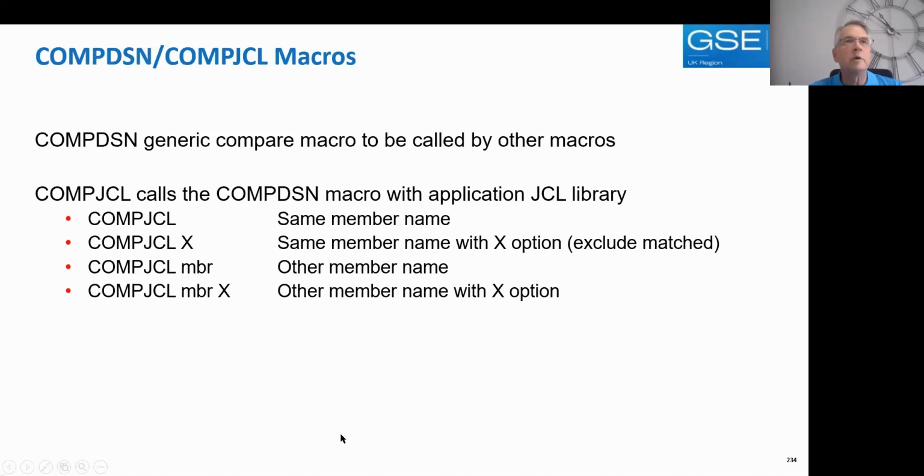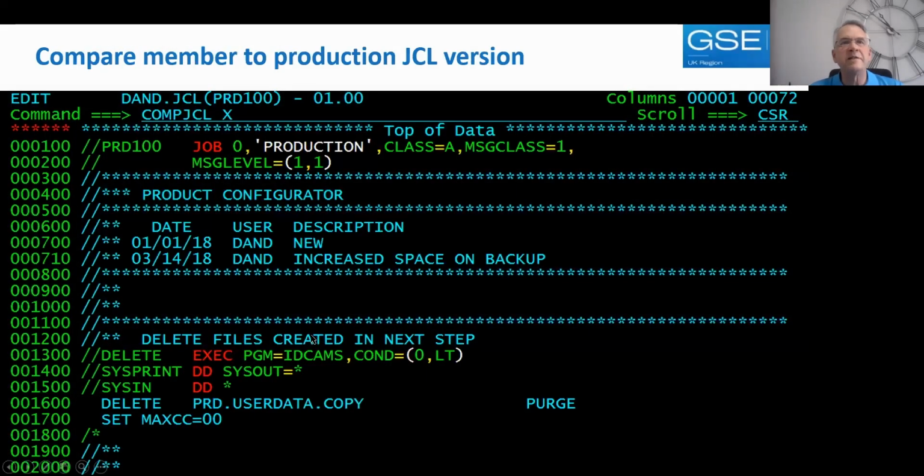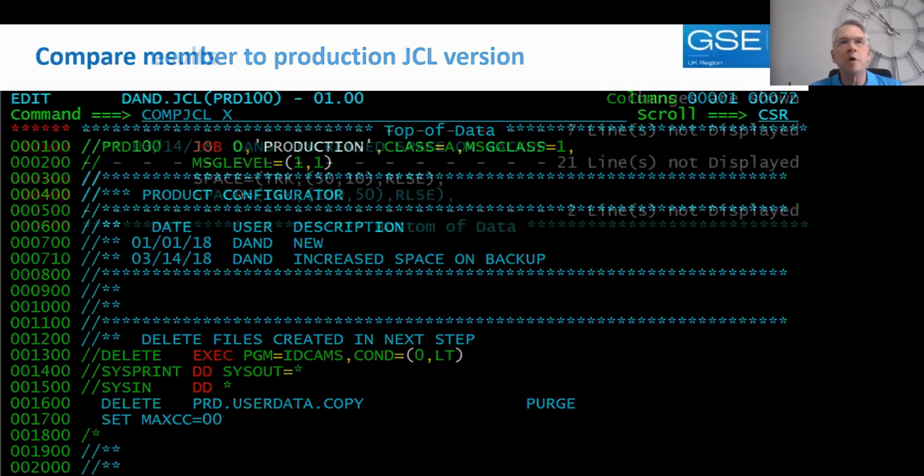Macros can be used to call other macros. So you can do a compare. I have a generic comp DSN, and I have a comp JCL and a comp source and all kinds of things that use the same generic macro. So comp JCL is going to compare my private member of this production job to what's in production and show me the differences.